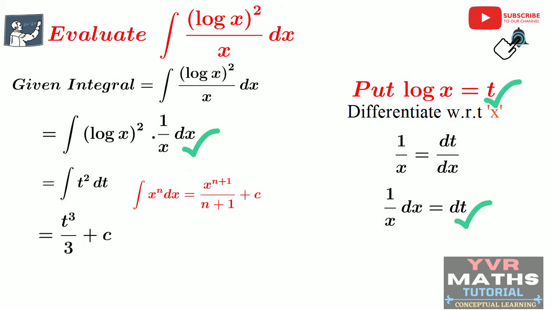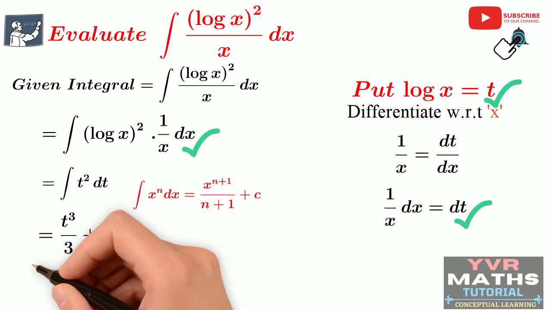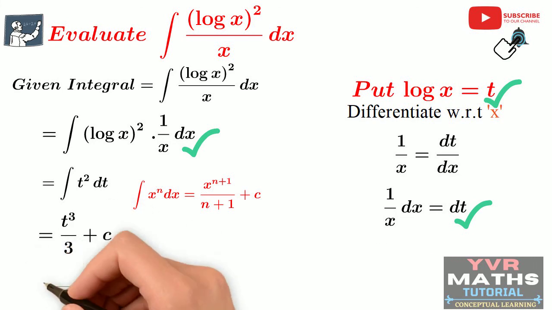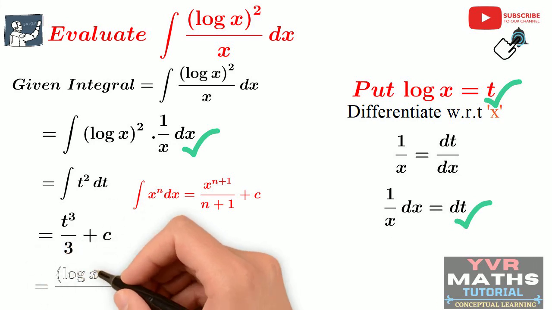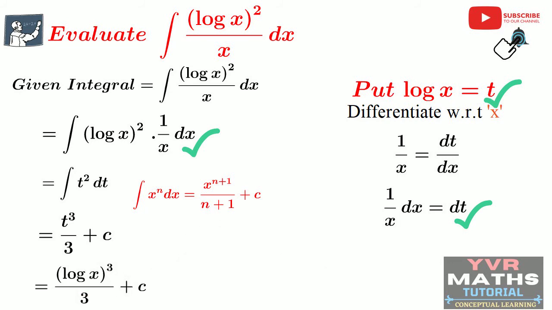Now replace the new variable by the original variable in the answer. What is the original variable function here? Log x. So in place of t, if we substitute log x, then the final answer is (log x)³ by 3 plus c. So this is the final answer for the given integral. I hope you understand.